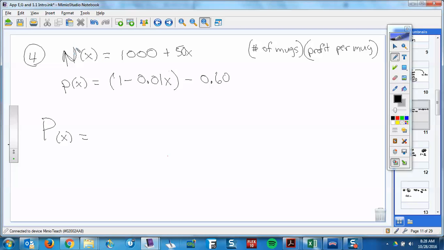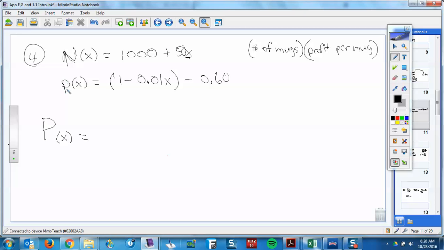So N is going to be in terms of X, number of price reductions. Okay, so N is the number of mugs we can sell. Well, we know we can sell 1,000, but we'll add on 50 every time we reduce the price. So X is each price reduction. So X is a 1, that's 1 price reduction. X is a 2, 2 price reductions, we'd sell 100 more mugs, and so forth. So it's pretty easy to see why this is the number of mugs, right?